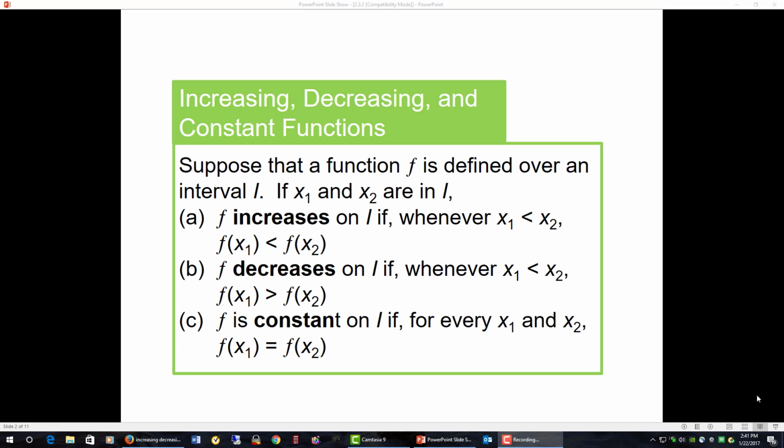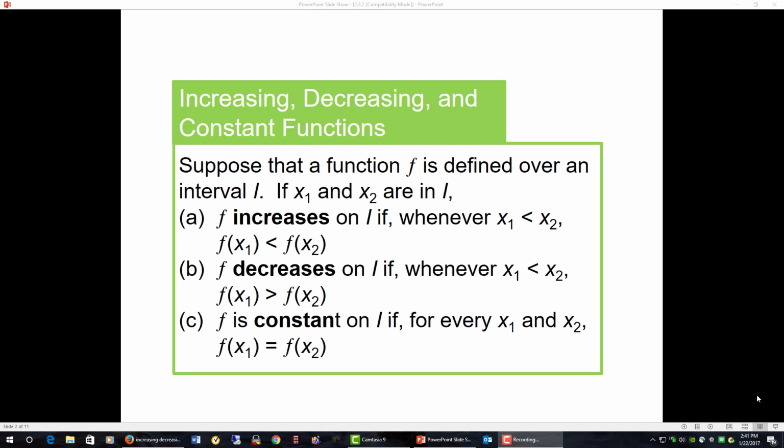It says, suppose that a function f is defined over an interval I, and you have some points here. If x1 and x2 are in the interval I, f increases on that interval whenever x sub 1 is less than x2 implies f of x1 is less than f of x2. And remember, another way to write that is y1 is less than y2.